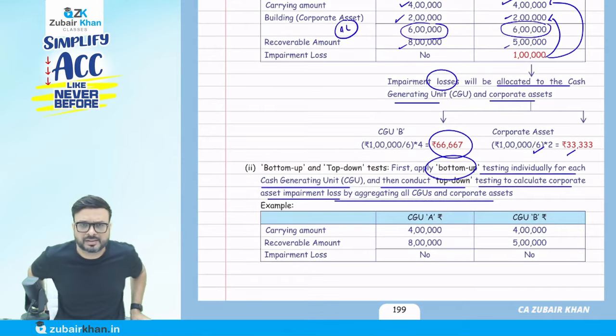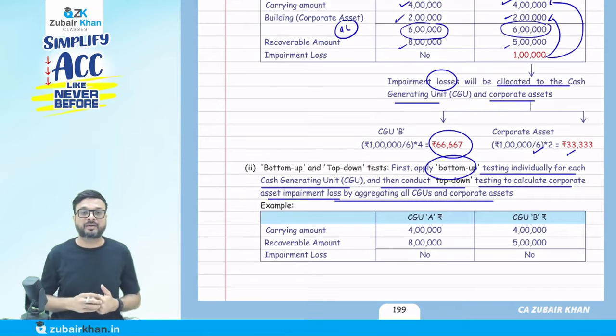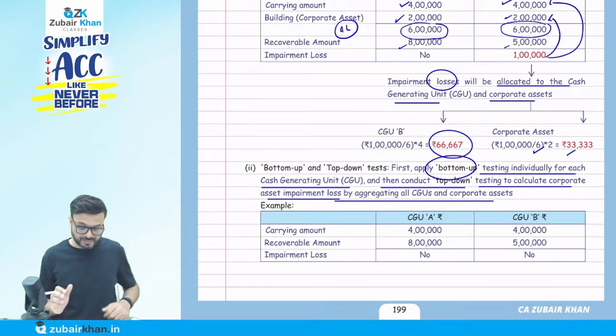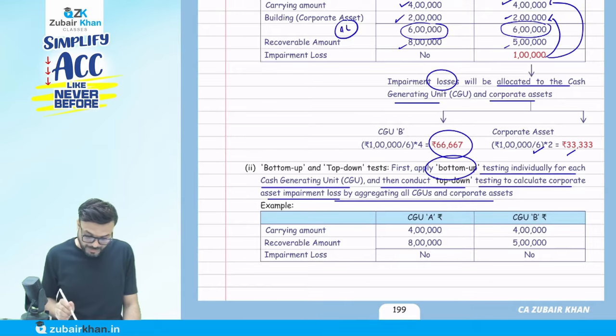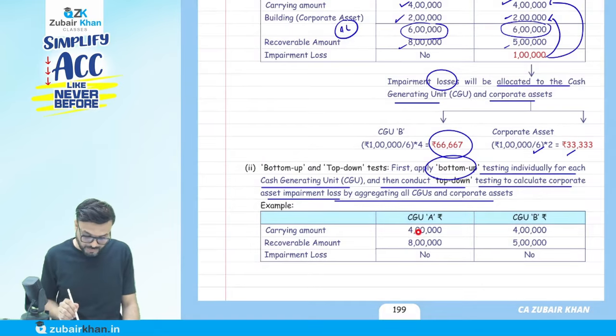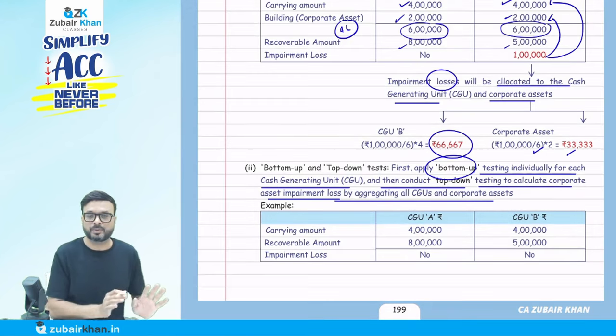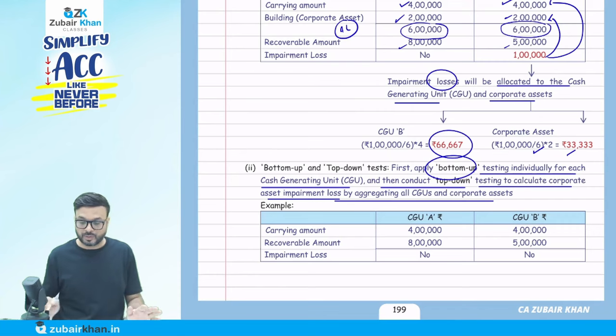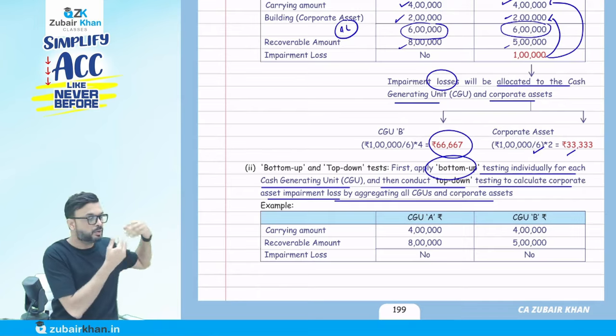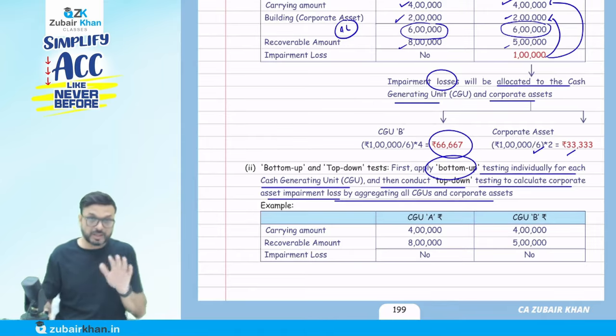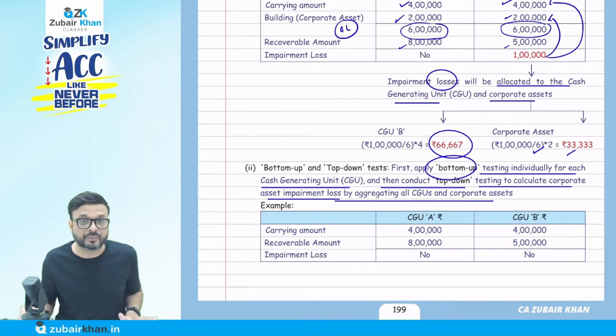Now simple, listen carefully. Suppose, first, as a group, calculate how much the carrying amount of CGU A is 4 lakh. Okay, I will come to the group later. First, individually, I'm going to forget about the corporate asset because I cannot allocate its value. So individually for the CGUs, we will calculate the impairment loss.